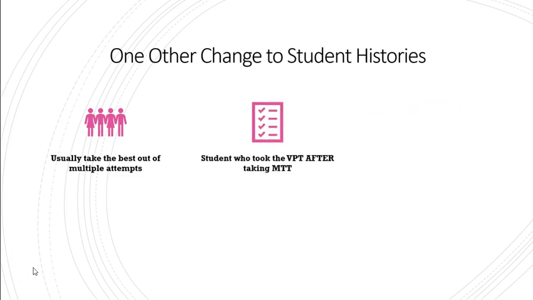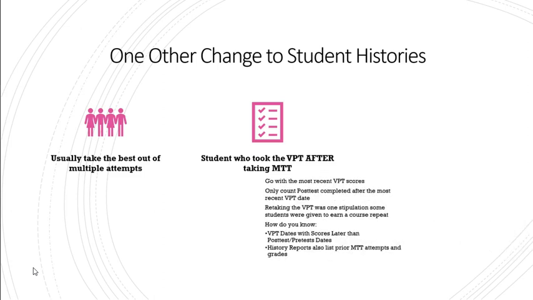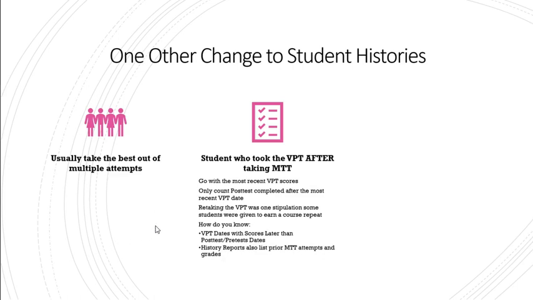However, for some students who took the VPT after taking MTT, you go only with the most recent VPT scores. Only count post-tests completed after the most recent VPT date. Retaking the VPT was one stipulation some students were given to earn a course repeat. How do you know? VPT dates with scores later than post-test pre-test dates. History reports also list prior MTT attempts and grades.